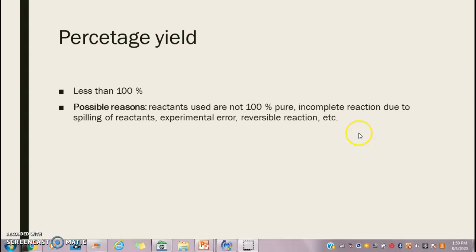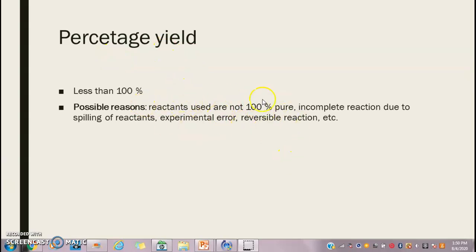You will learn in the subsequent topics that there's something called catalysts that can help to speed up the reaction. And sometimes, because of rust, like a layer of oxide that's formed, this will help to slow down reactions. So there are many reasons why the percentage yield would definitely not be 100%.